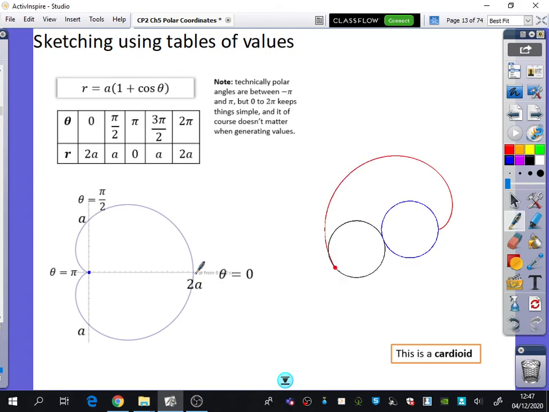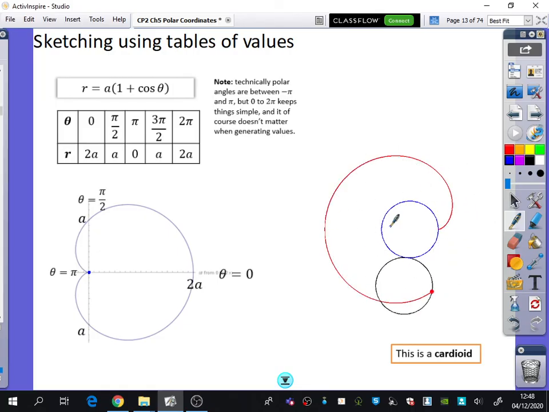Now, what's not clear is why we have this little bump here and this bump here. And we'll be exploring some of those things later on, okay? But this shape is called a cardioid. And if I didn't show you this GIF, you might have been thinking, what the hell, who cares what a cardioid is?